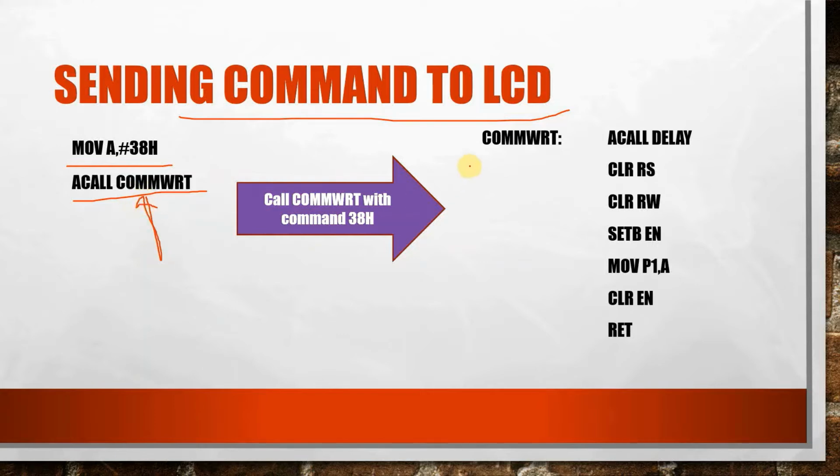So call a subroutine command write. Now command write. As we have already discussed, RS needs to be 0 for command. For writing, RW needs to be 0. And enable has to be given a high to low with some delay.